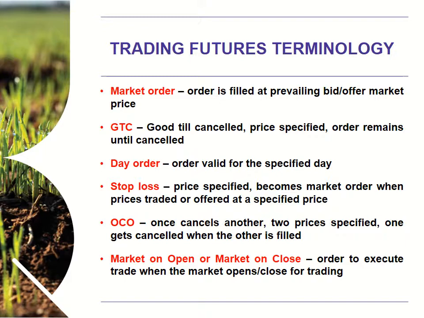If it goes to 90, you say, close my position, I'm out, and I'll take my $10 loss. And OCO is one cancels another. I've discussed this in lecture. It's about having two different positions. If you bought at 100, you might say, I want a stop loss at 90, and I want to take my profit at 110. So you're willing to take a loss of $10, and you're looking at taking a profit of $10. When one gets executed, either you make a profit or a loss, the other order gets cancelled, so you don't end up opening a new position.